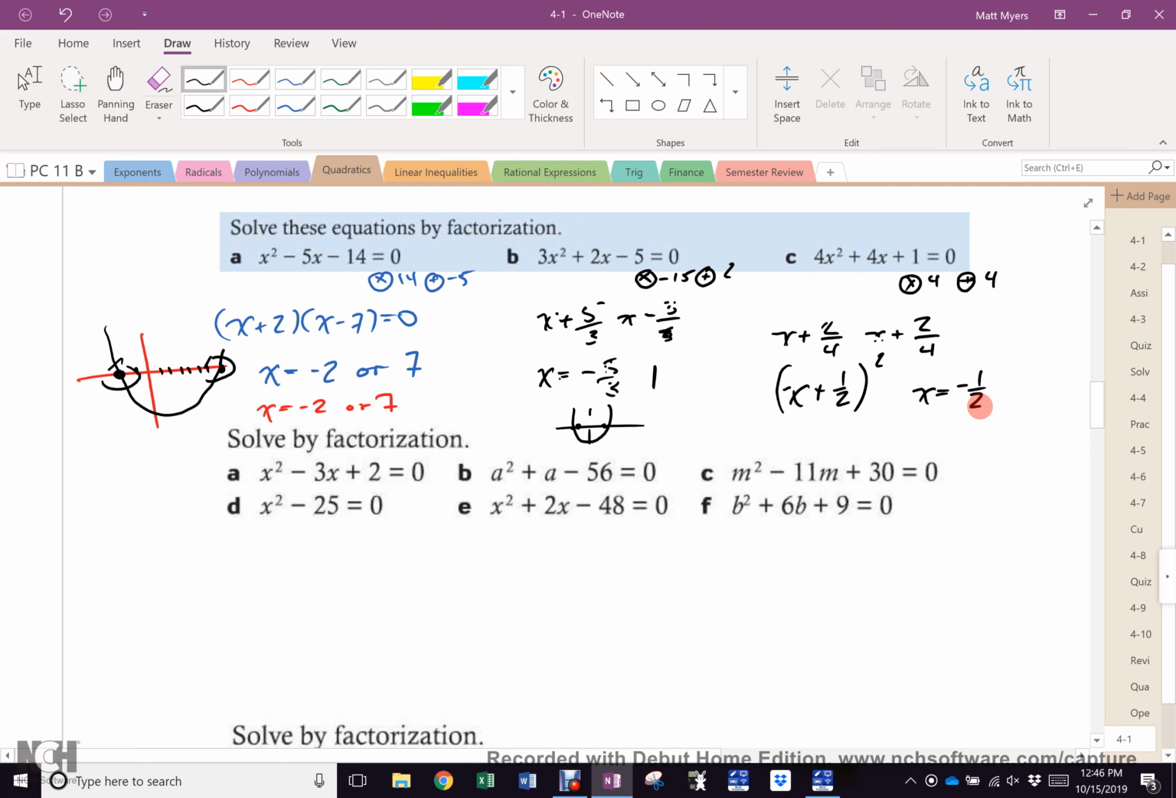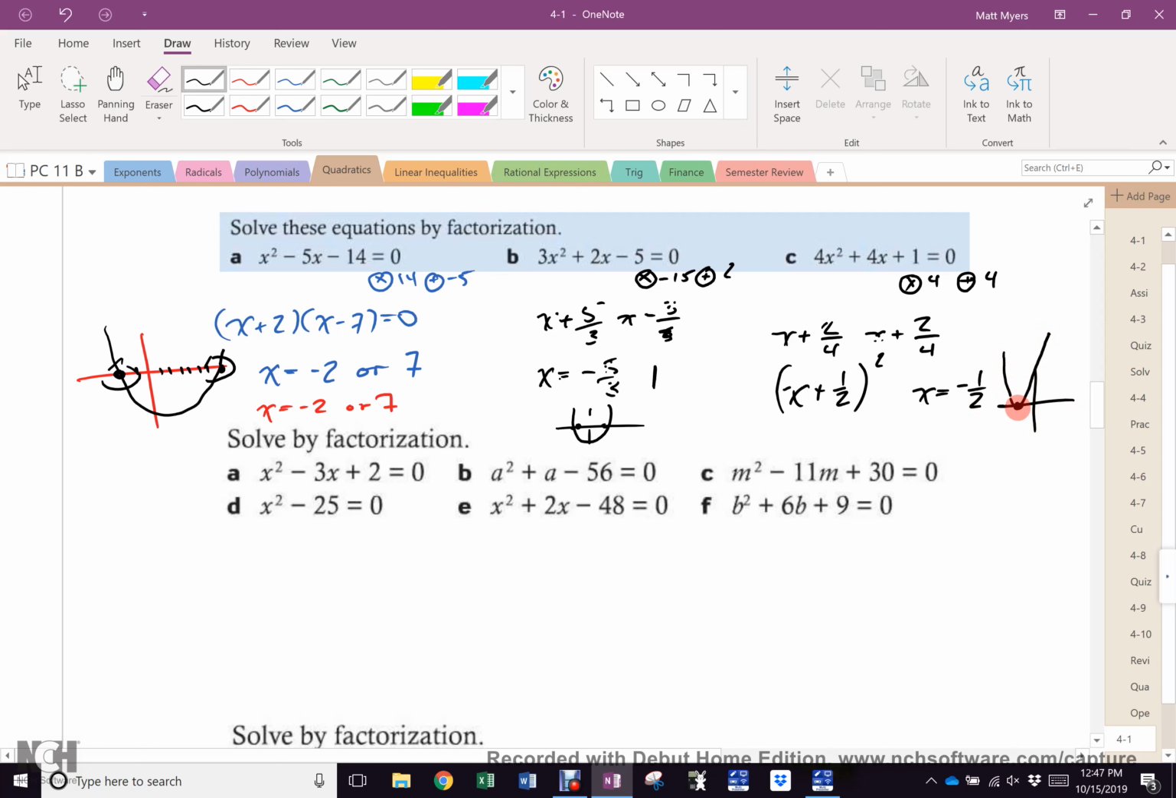So x can only be negative 1/2. Now this is weird. If x is only negative 1/2, what does its graph look like? Where is x is negative 1/2? Right there on the negative side, yes? That's the only spot the line touches it, so the parabola will bounce off.